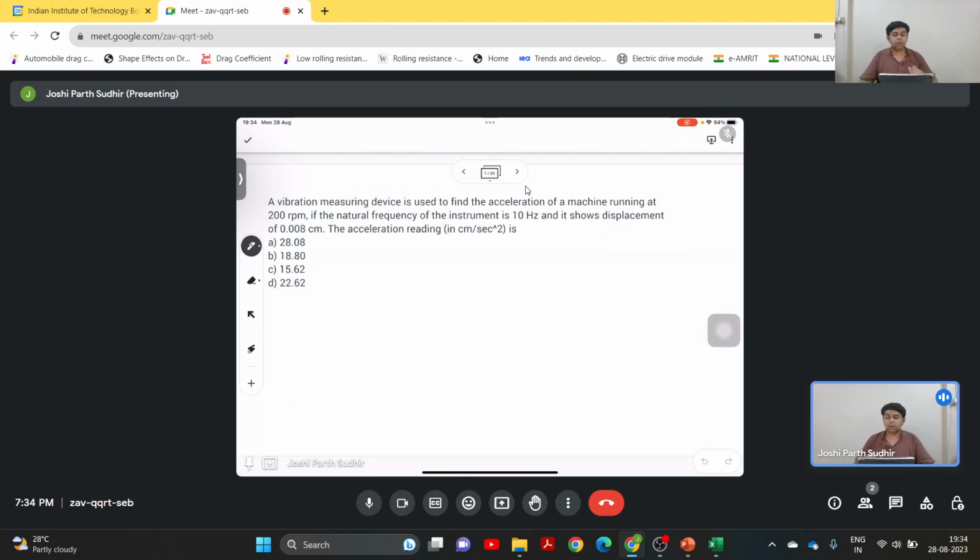So let us move on to the next question. A vibration measuring device is used to find the acceleration of a machine running at 200 rpm. It is given that the natural frequency of the instrument is 10 Hz and it is showing a displacement of 0.008 centimeter. So then what will be the acceleration reading?